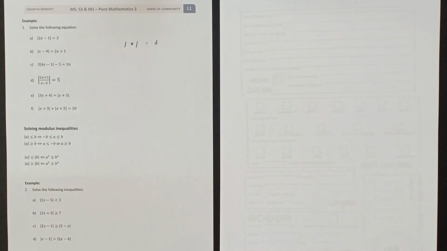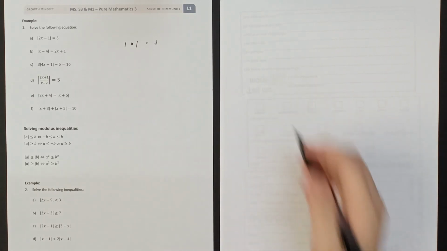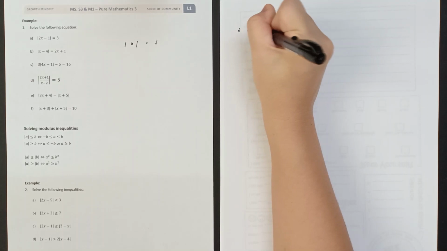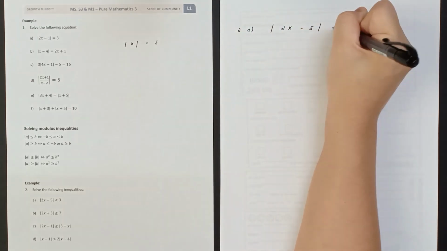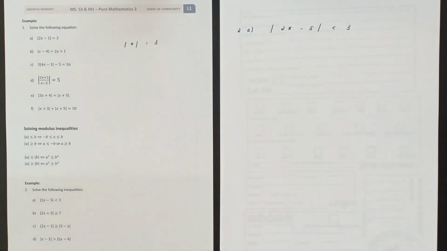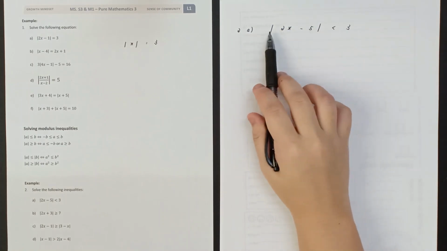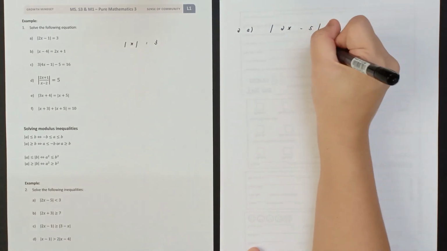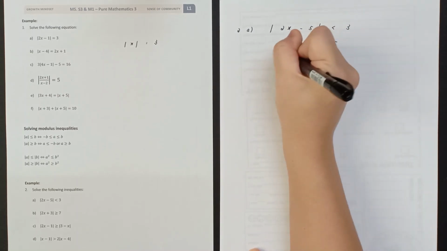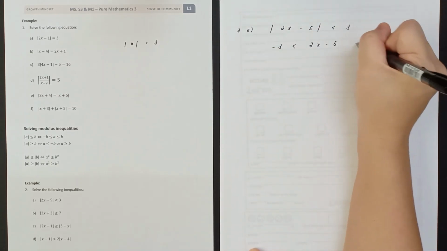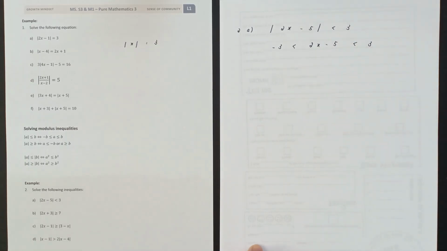Okay, so let's try to look at number 2a. Modulus 2x minus 5 lesser than 3. Since you have less than, we can do it in a way that, if modulus is lesser than 3, it means that 2x minus 5 is either greater than negative 3 or smaller than 3. So in this range, they will give you a number that is lesser than.